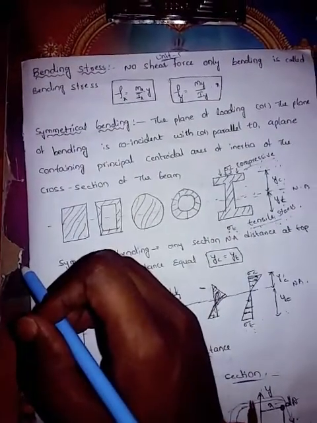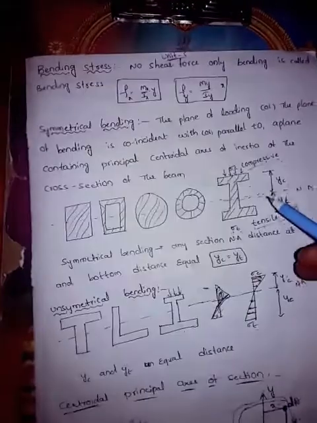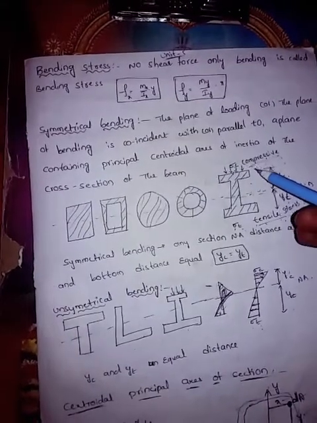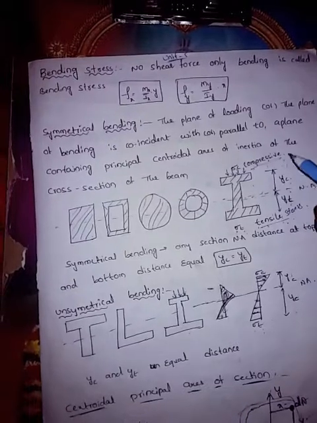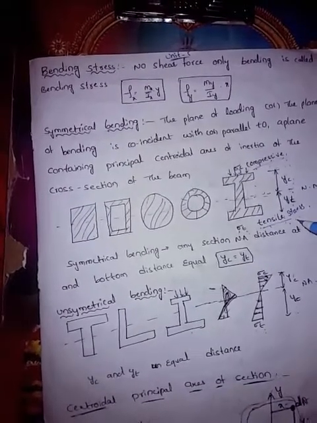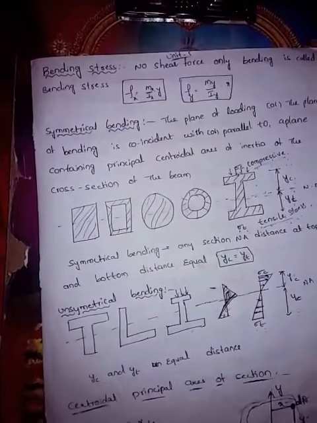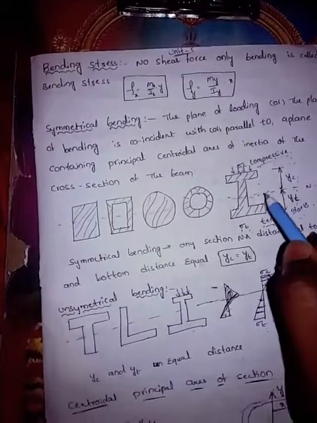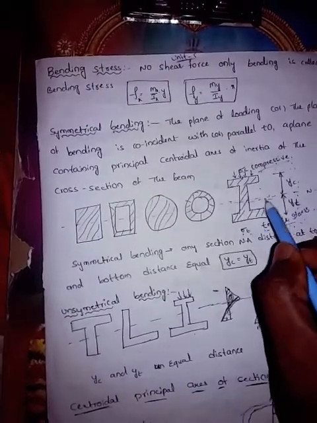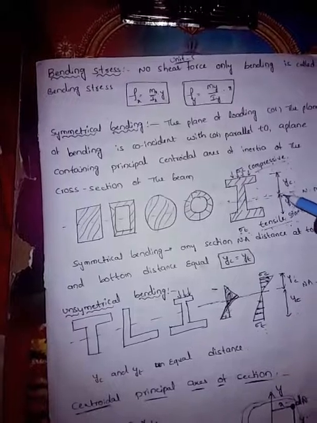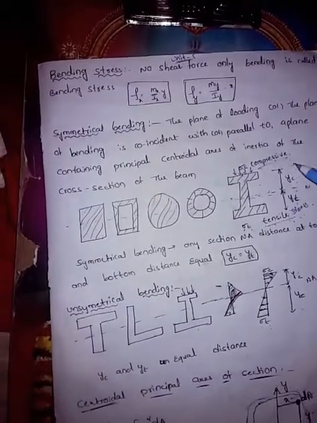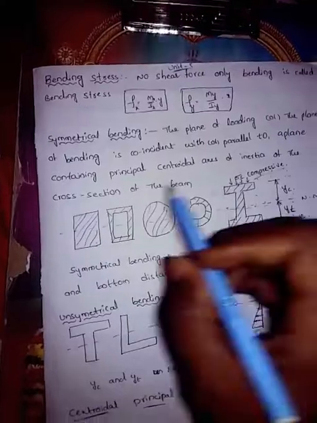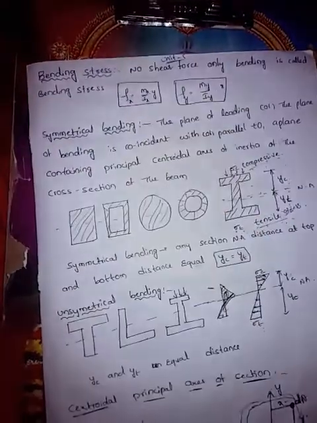Again, let us explain. We apply a compressive load on a section. The top forms compression and the bottom forms tension. Compressive means compression, tensile means extension. From the center point of the neutral axis, the distance above and the distance below are the same. It is called symmetrical bending.